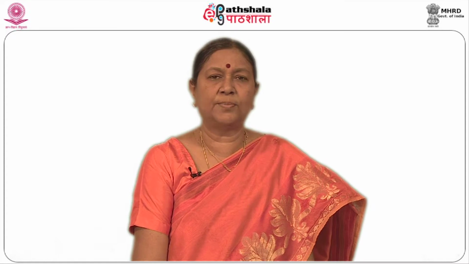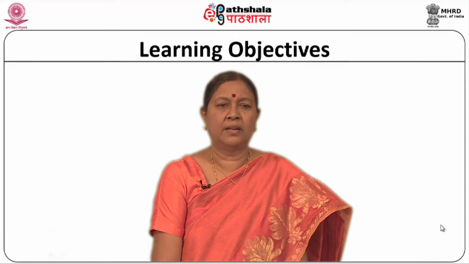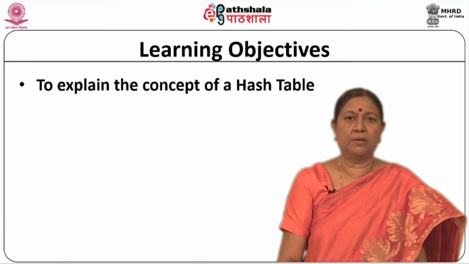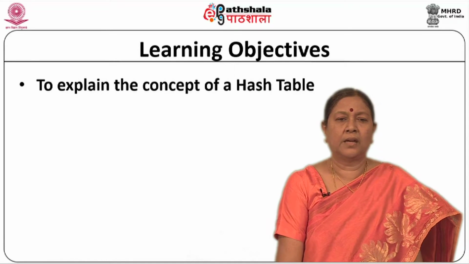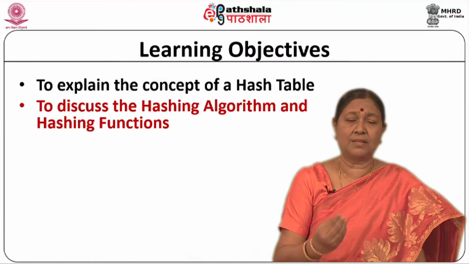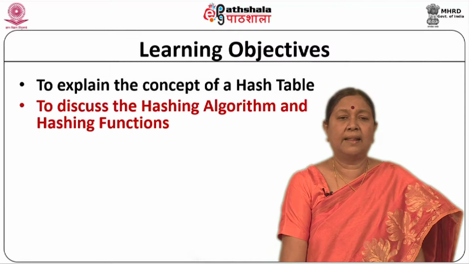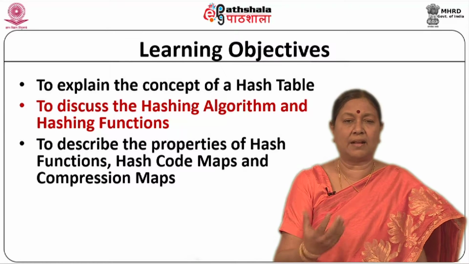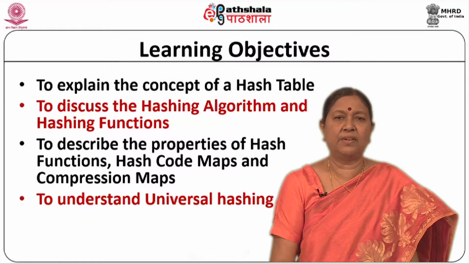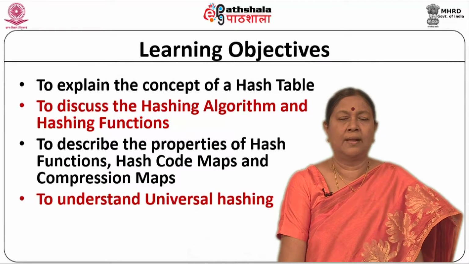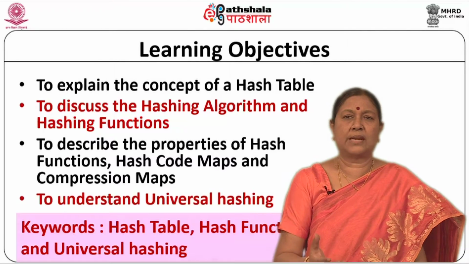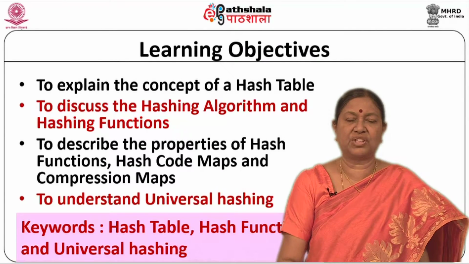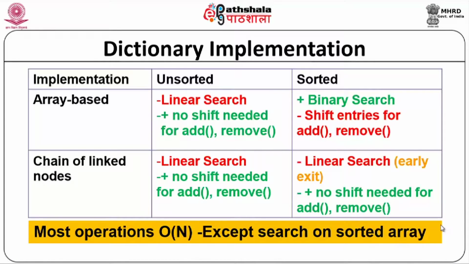These are the people responsible for the creation of this module, and the learning objectives of this module are the following: to explain the concept of a hash table, what is the meaning of a hash table, to discuss the hashing algorithms and hashing functions generally, and then we are going to talk about the properties of hash functions, hash code maps and compression maps, and finally we are going to understand the concept of universal hashing. The keywords associated with this module are hash table, hash function and universal hashing. So, now let us start.